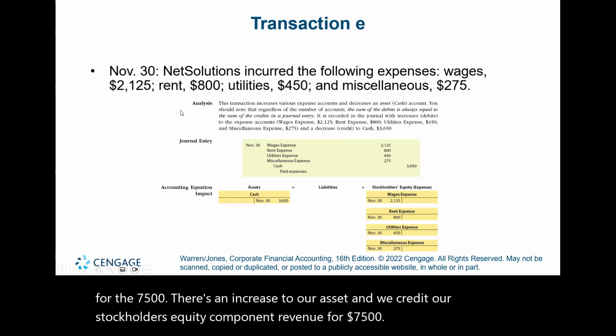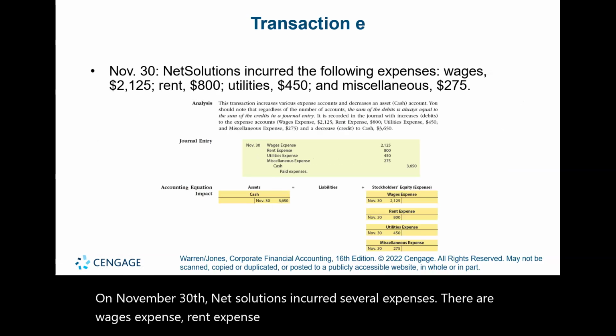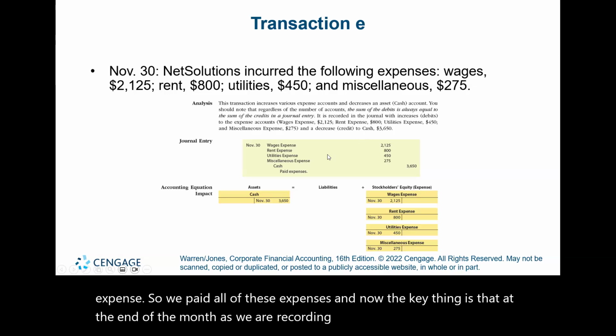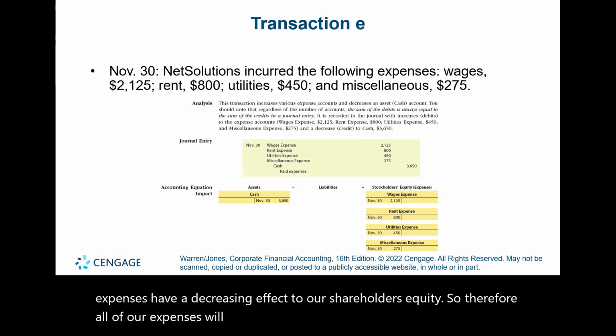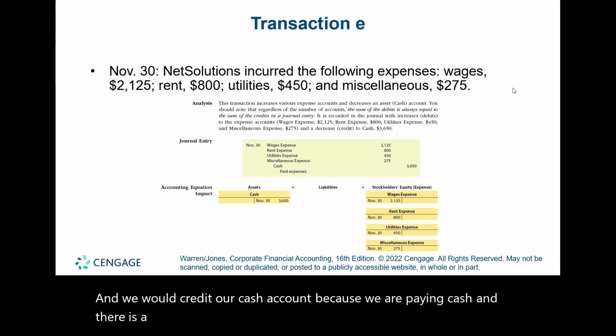On November 30th, Net Solutions incurred several expenses. There were wages expense, rent expense, utilities expense, as well as miscellaneous expense. So we paid all of these expenses. And now the key thing is that at the end of the month, as we're recording this transaction, as we know, expenses have a decreasing effect to our shareholders' equity. So therefore, all of our expenses will be debited, and we would credit our cash account because we are paying cash, and there is a decrease to our cash account.